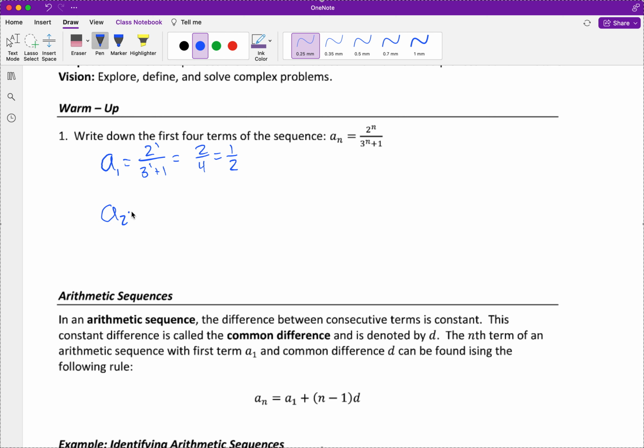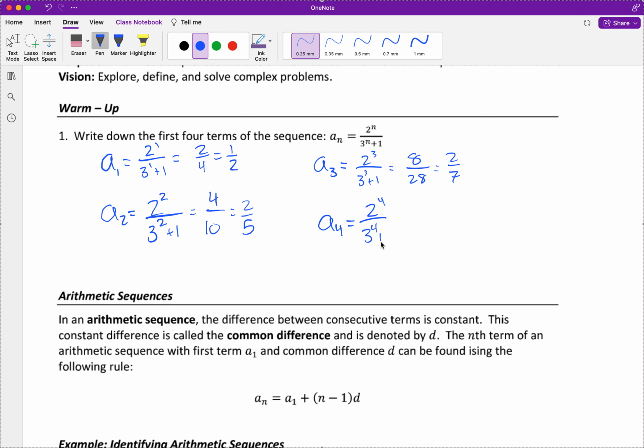All right, a2, so I'm doing 2 to the second over 3 to the second plus 1. That is going to be 4 over 9 plus 1, so that's 10, and that also reduces to 2/5. How nice, everything is reducing. A3, I'm going to do 2 to the third over 3 to the third plus 1, so that's going to be 8 over 27 plus 1, so 28. Oh my gosh, it reduces again. Who knew? A4, do we think it will reduce again? All right, place your bets now. Don't cheat and try to do it first.